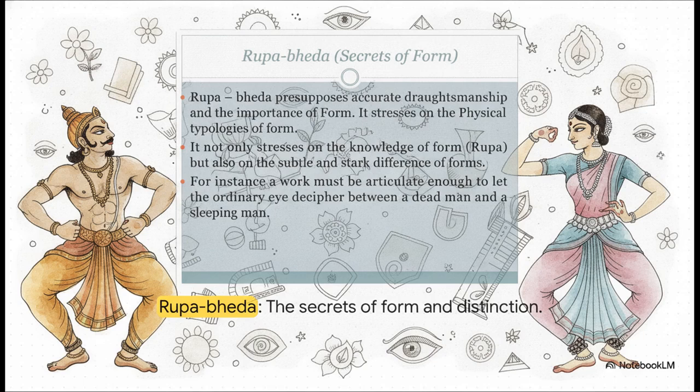This limb demands spot-on draftsmanship. An artist has to have the ability to differentiate forms with absolute clarity to prevent things from getting monotonous. Like if you're painting a warrior, you've got to capture that muscular build, right? But if it's a dancer, it's all about those graceful, flowing curves.